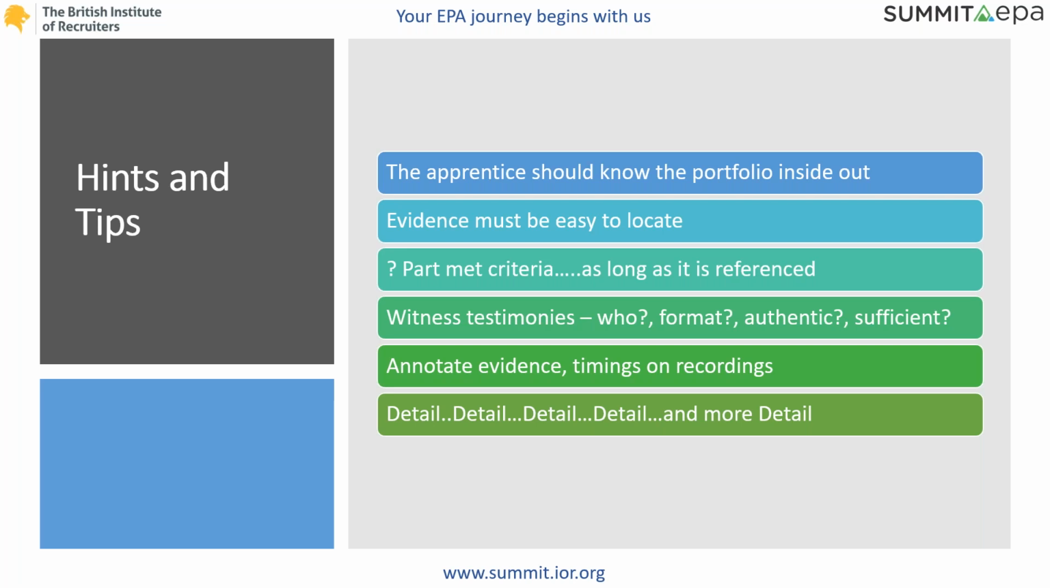Now, people say, well, I've got a bit of criteria on one page and a bit of criteria on the other. Can we have part met? Yes, you can have part met. We don't want the part met all the way through. We would like to see full criteria met. But there's nothing wrong with part met evidence as long as it's referenced. So you say, well, there's a bit of K2.1 there and a bit there as well, so we can see it. That's fine.